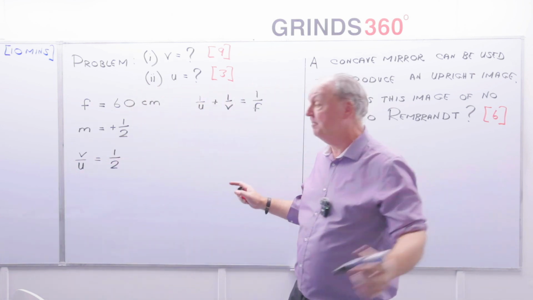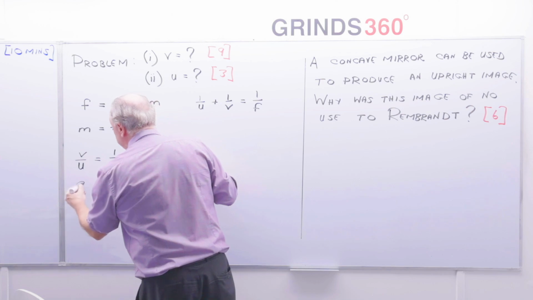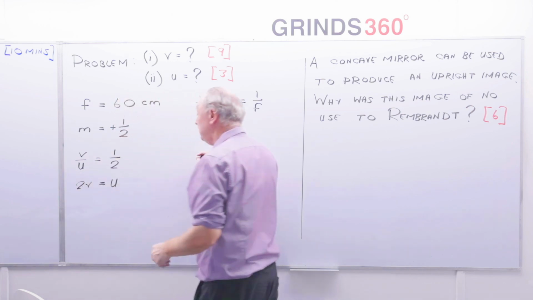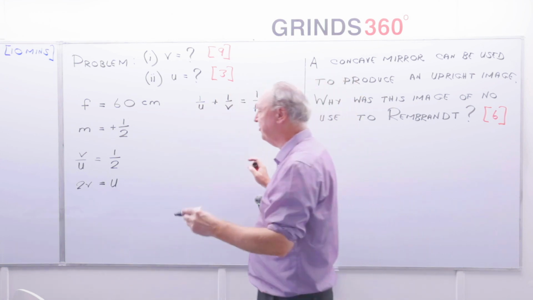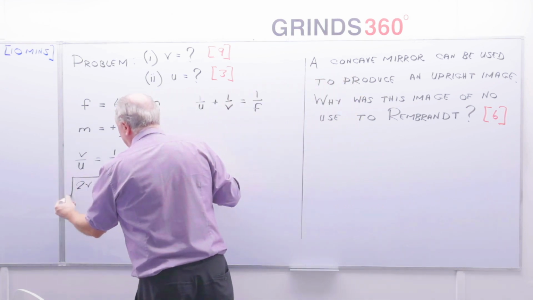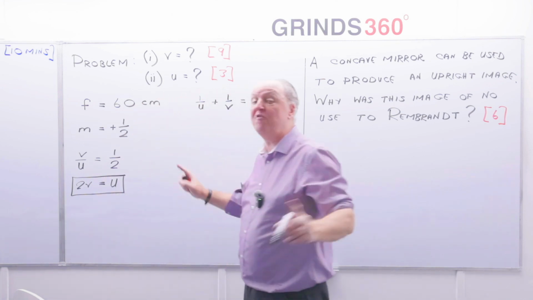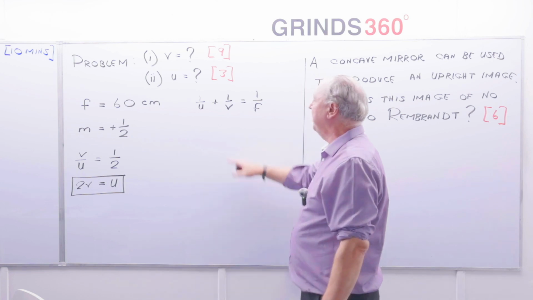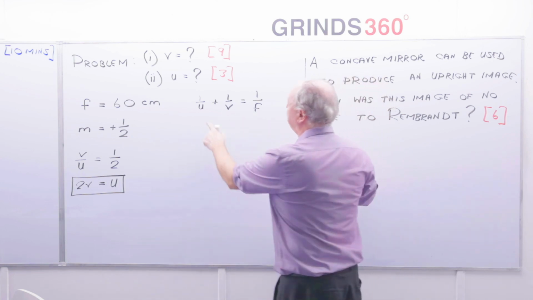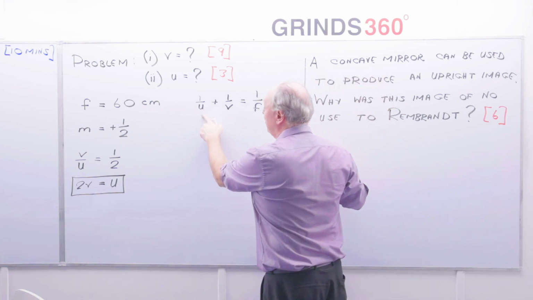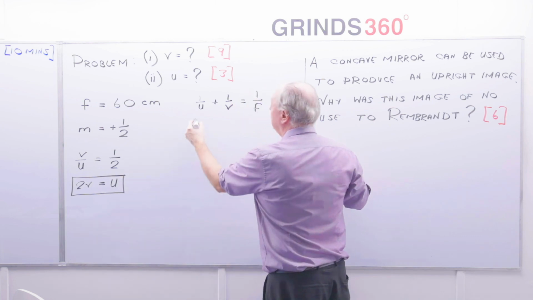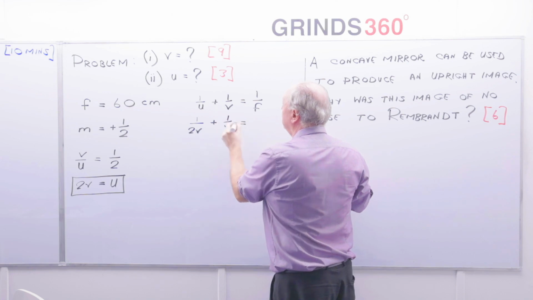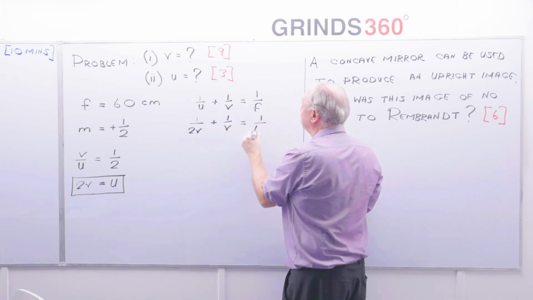Then cross multiply. Slide the 2 up to the V, 2V, and the U up to the 1 is equal to U. Or multiply both sides by 2U, whatever way you want to do it. So, I have a relationship between V and U. I don't know V and I don't know U, but I have a relationship between them. U is twice V. Now I'll go over to this formula here, and I can replace U by its value of 2V. So that's 1 over 2V plus 1 over V is equal to 1 over F, 1 over 60.